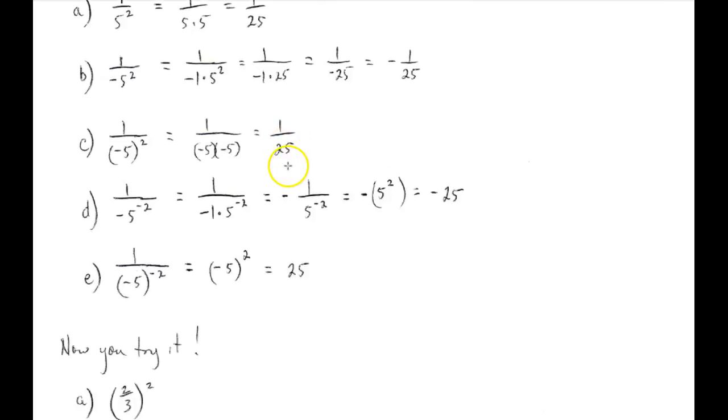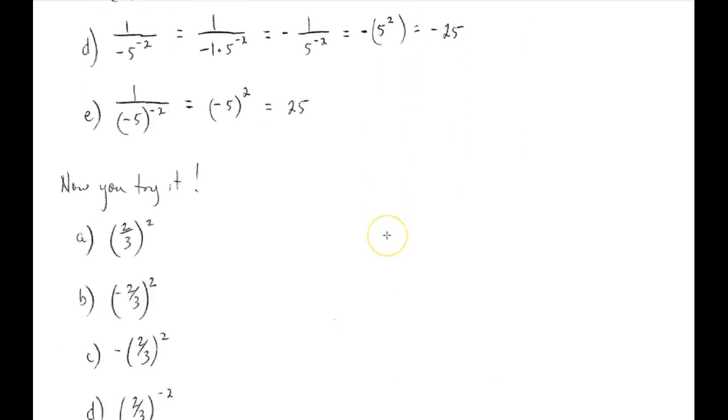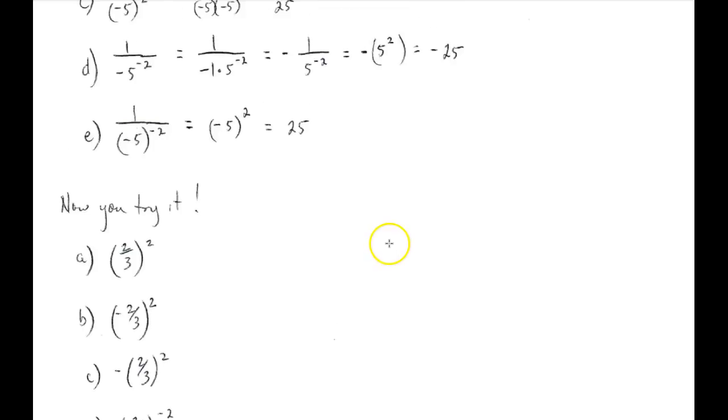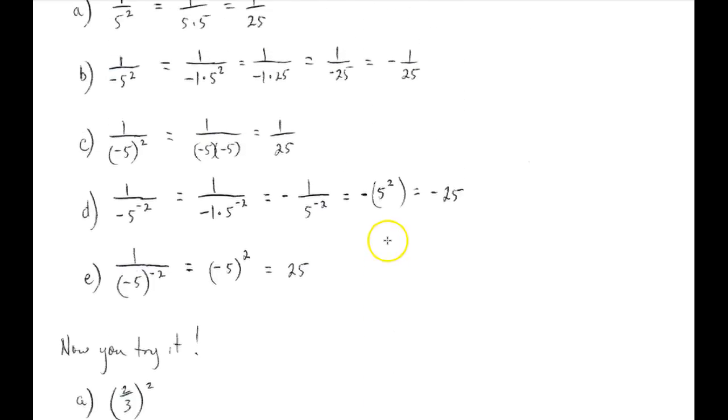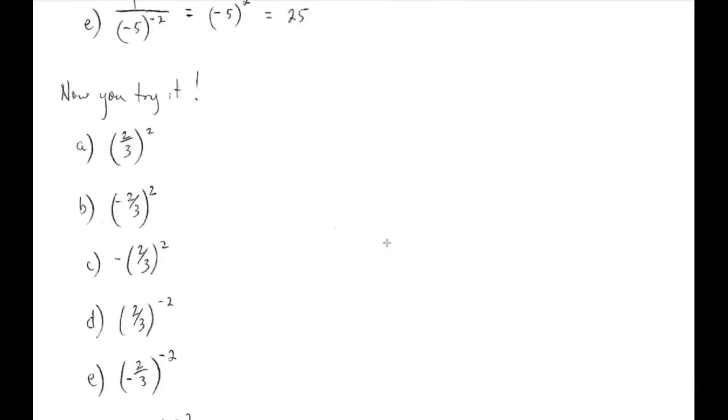For C, we now see that we have the parentheses over the negative 5, so therefore that changes the nature of everything as well. And so for D, we have negatives everywhere, but not necessarily in parentheses. So we see that now that changes our answer to negative 25. And for E, we see that once we add the parentheses, it's the same result as we would have in D, but it is positive instead of negative.